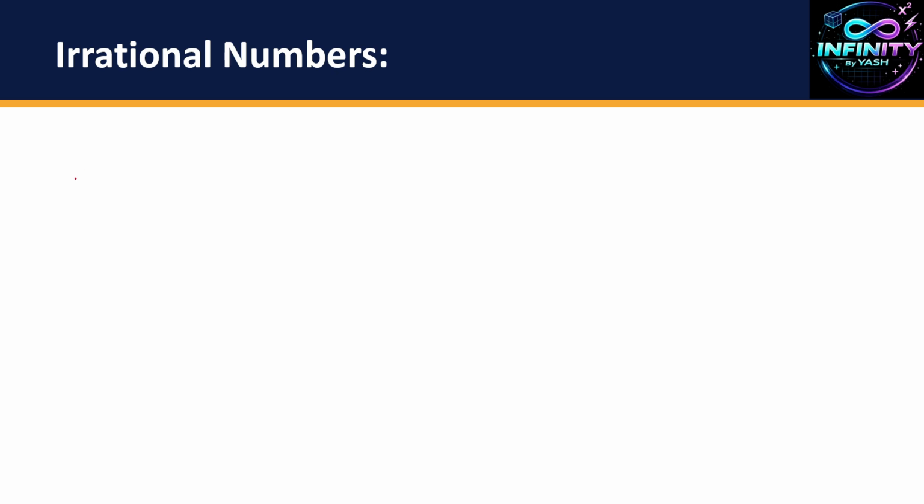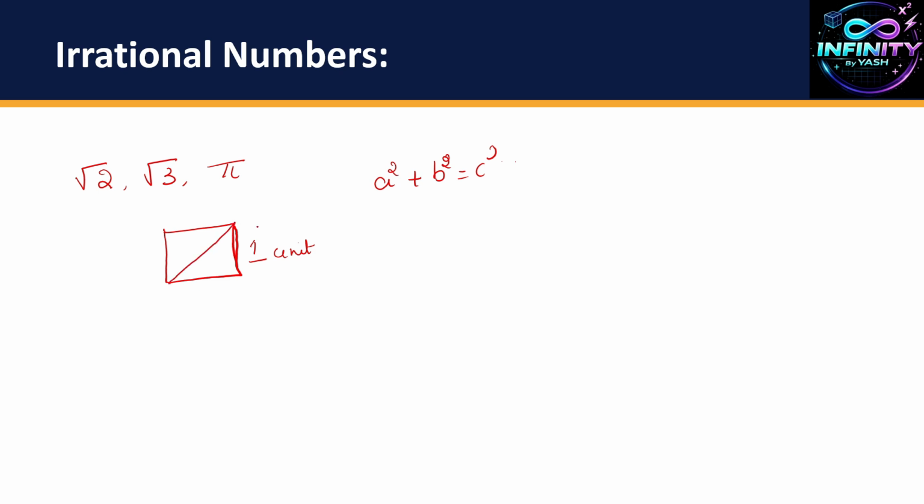For example, root 2, root 3, pi. These cannot be written as fractions. Suppose a square has side length 1 unit, then using Pythagoras theorem, that is a square plus b square is equal to c square, the diagonal will become what? Root 2.